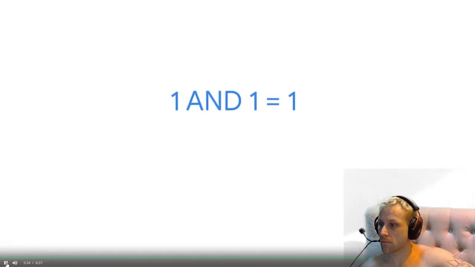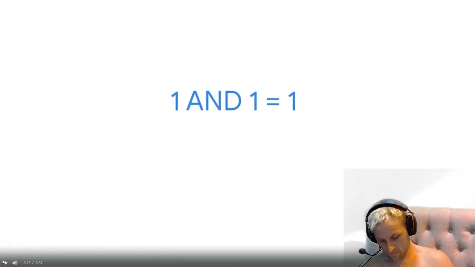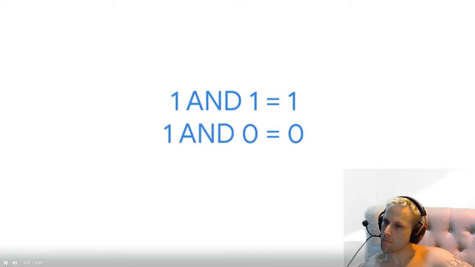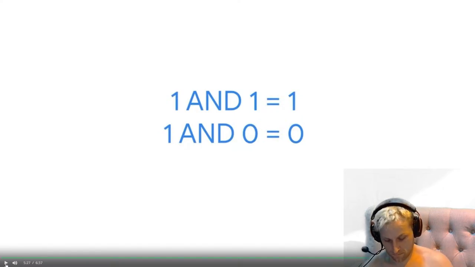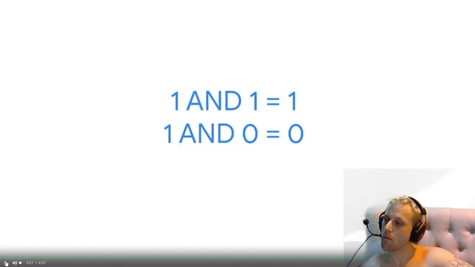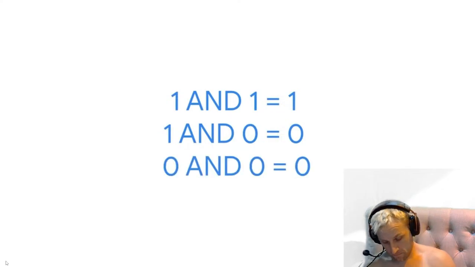The operator AND does what it sounds like it does. It returns true if both values are true. Therefore, 1 and 1 equals 1. But 1 and 0 equals 0. And 0 and 0 equals 0, and so on.